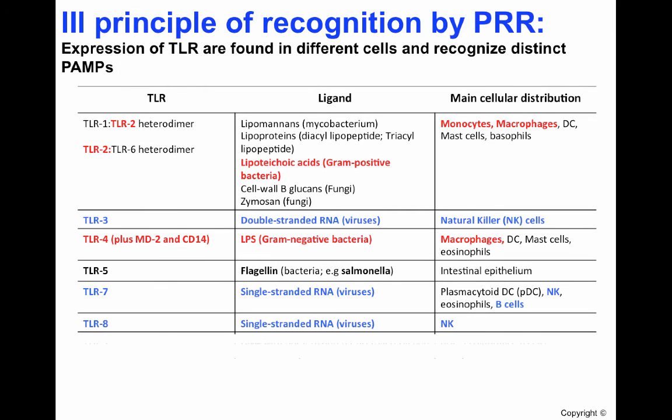TLR7, 8, and 9 are also intracellular and recognize intracellular pathogens, such as single-stranded RNA viruses. TLR 7 and 8 both recognize single-stranded RNA viruses, but TLR 8 is mainly found in natural killer cells, whereas TLR 7 can also be found in B cells, plasmacytoid dendritic cells, and eosinophils. TLR 9 recognizes DNA with unmethylated CpGs, which can be found in bacteria and some viruses.